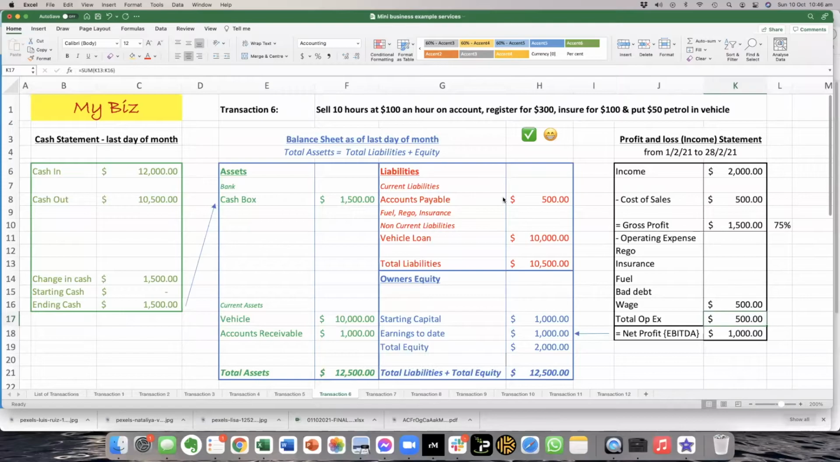Okay, so transaction 6: we've been out knocking on doors and we've been able to sell another 10 hours of our services for $100 an hour on account again.